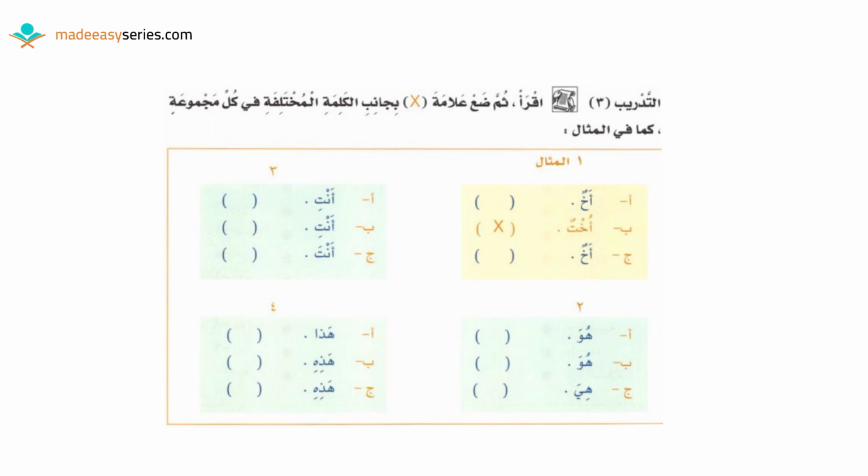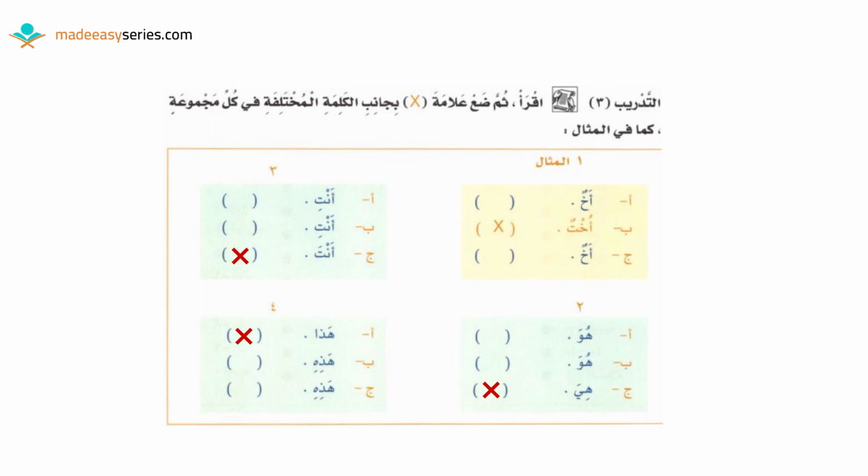Now let's check the answers. So the second one, which is the group at the bottom, we have huwa, huwa in here, so we're going to cross out here. Then the third one, which is the top left box, we have anti, anti, and anta. We're going to cross out anta, which is jim. Then the last group, we have hada, hadihi, and hadihi. We're going to cross out the first word, hada.